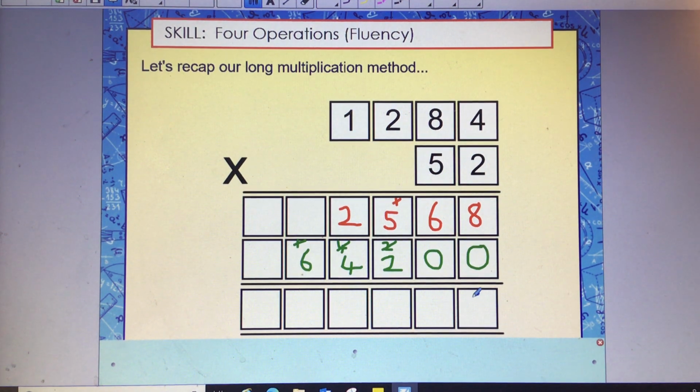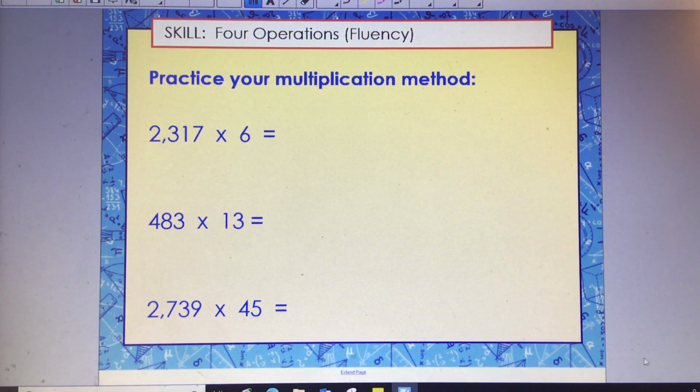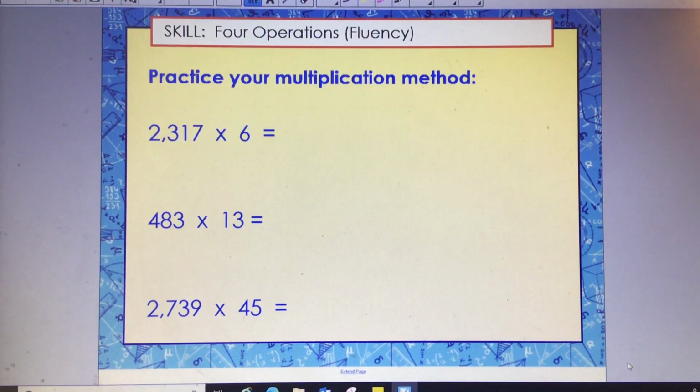8 and 0 is 8. 6 and 0 is 6. 5 and 2 gives us 7. 2 and 4 gives us 6. And 6 with nothing else to add to it gives us another 6. So our final answer, 66,768. Pause the video. There's a few multiplication methods for you to practice.